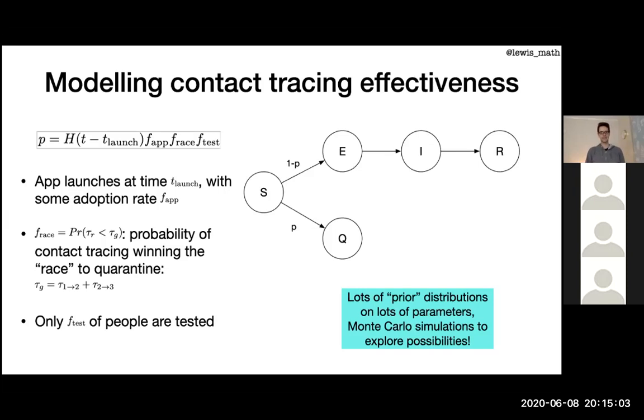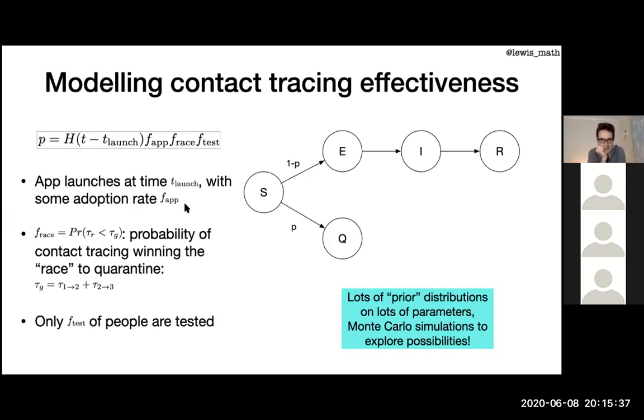So the first thing is that we're trying to model that you don't have the contact tracing app forever. You launch it at some launch date. So the H here is a Heaviside step function. You get switched on at some point, and then you can start pouring people into that quarantine class. And you have some adoption rate amongst the population. So some fraction of people installing the app, we build in there. And that's going to be one of the important parameters here.